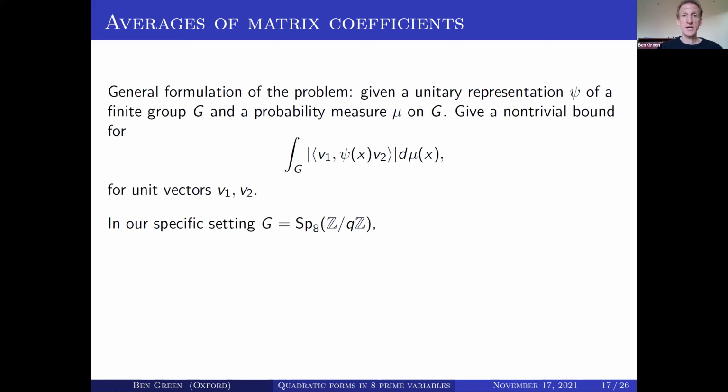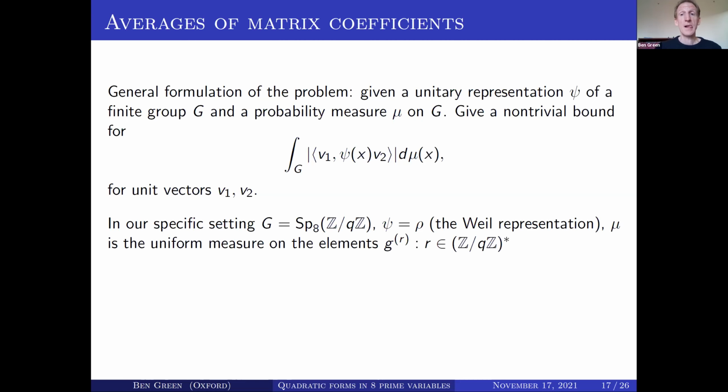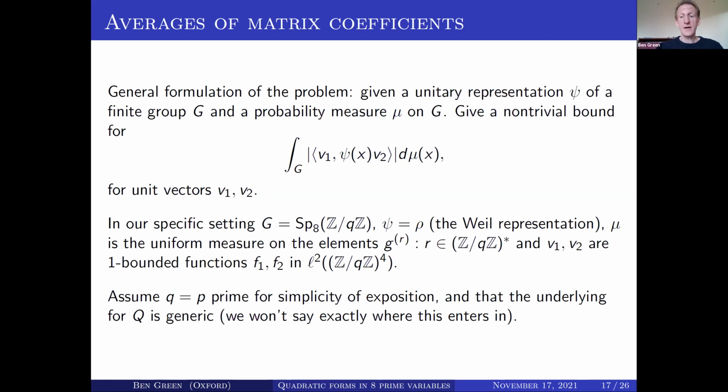In our specific setting, G is going to be the symplectic group on Z mod QZ. Psi will be the Weil representation of that group into L2 of Z mod QZ to the 4. And mu is going to be the uniform measure on this particular set of elements, this particular matrix G that I showed you before, that's associated to my quadratic form Q and its dilate. And v1 and v2 are the one-bounded functions f1 and f2 that occur in the definition of the exponential sum that I'm looking at. So that's the general setup, and that's how it's going to be applied in our specific case.